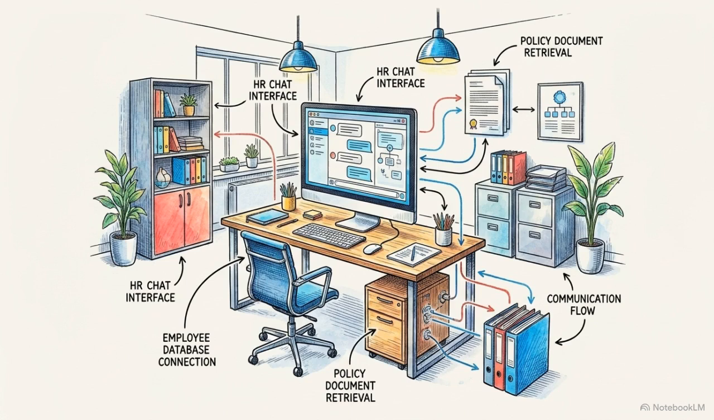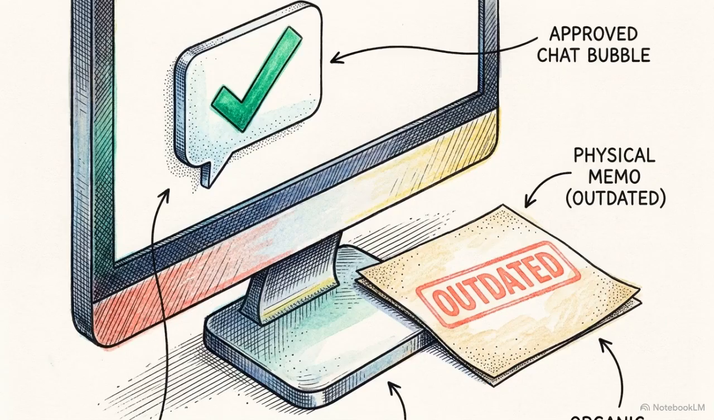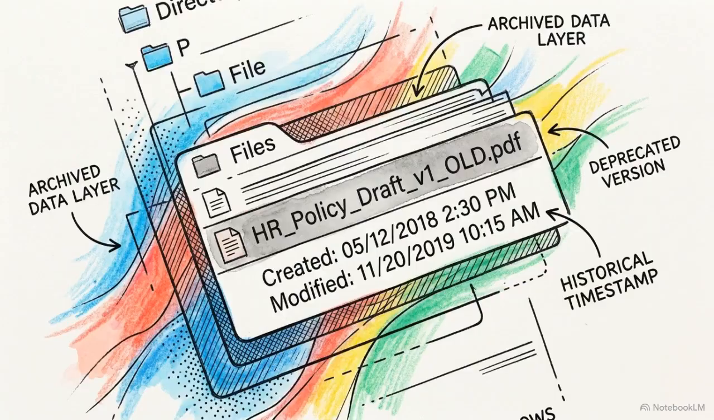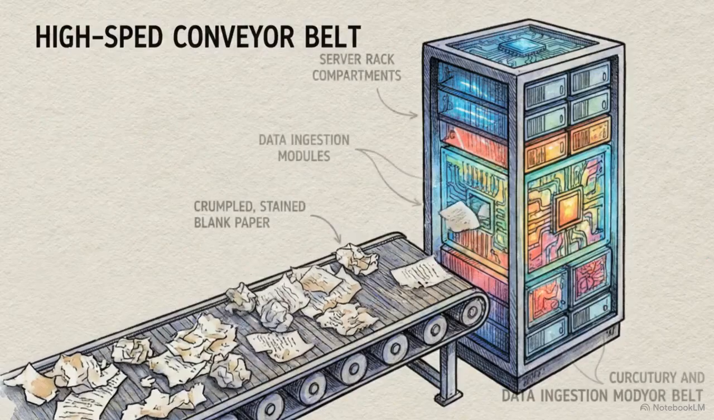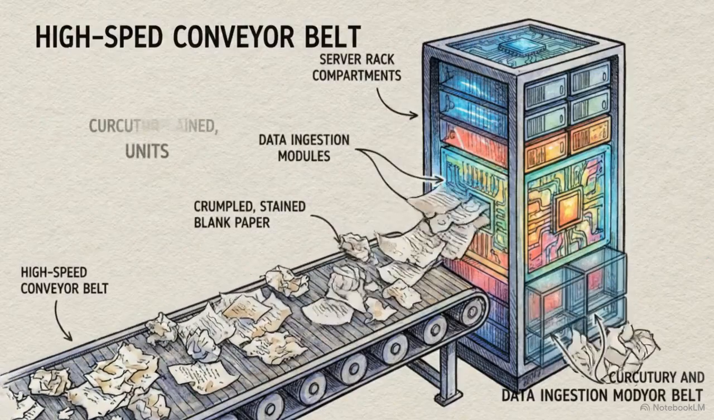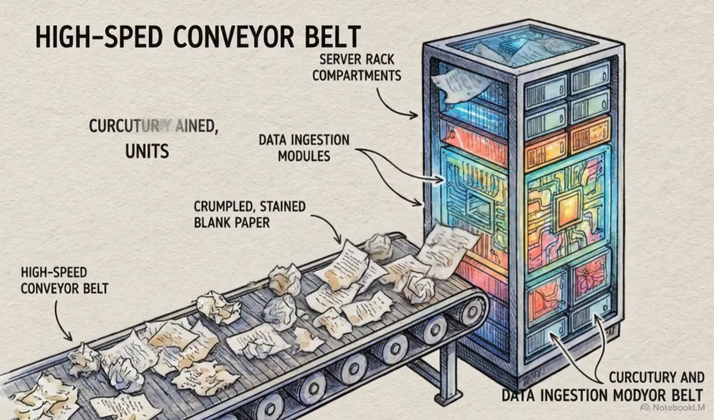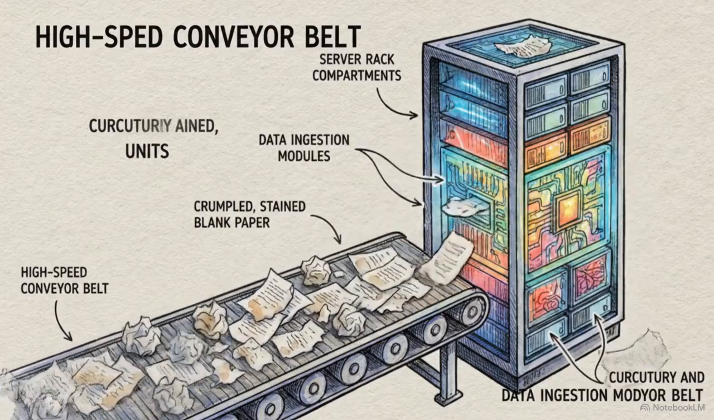In one case study, an HR bot answered a question about maternity leave. It retrieved a document and confidently enforced an 8-week policy, missing the fact that the company had updated to 16 weeks a year prior. The AI accurately summarized the document it was given, but the database contained an outdated draft. This highlights the core challenge. Building a reliable AI is a data supply chain problem. Garbage in equals garbage out.